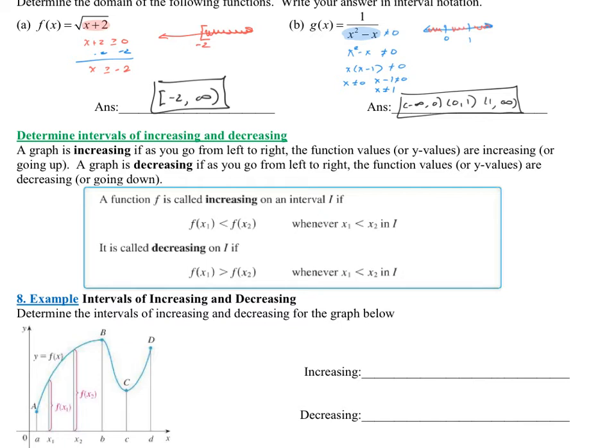It says a graph is increasing if, as you go from left to right, the function values or y values are increasing or going up. So as you go from left to right, it goes up. A graph is decreasing if, as you go from left to right, the function values are decreasing or going down.